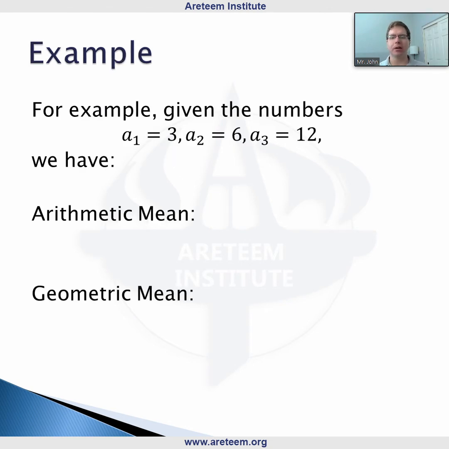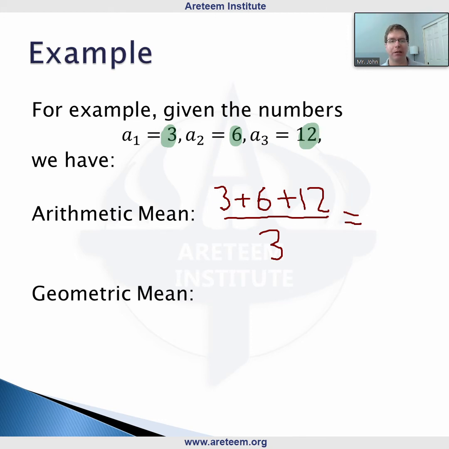Quick example here. If we are given 3 numbers, so we have A1 is 3, A2 is 6, and A3 is 12. Let's calculate the arithmetic mean and the geometric mean. These are pretty straightforward to do. Arithmetic mean, we add up the 3 numbers, so 3 plus 6 plus 12, and then we divide by 3. 3 plus 6 is 9 plus 12 is 21. 21 divided by 3 is 7. So our arithmetic mean in this case is 7.